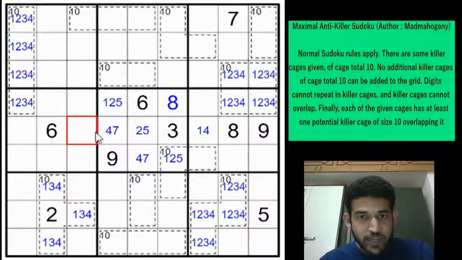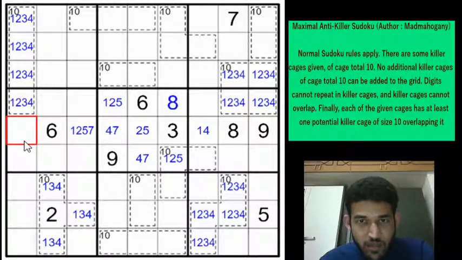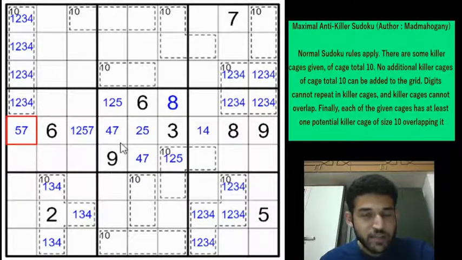And these two cells cannot contain a 4 because 6 plus 4 will be 10 then. So there can only be 1, 2, 5 and 7. And this cannot be 1 or a 2 because 1, 2, 3, 4 is here. So this will be a 5, 7. Right? It cannot be anything else.